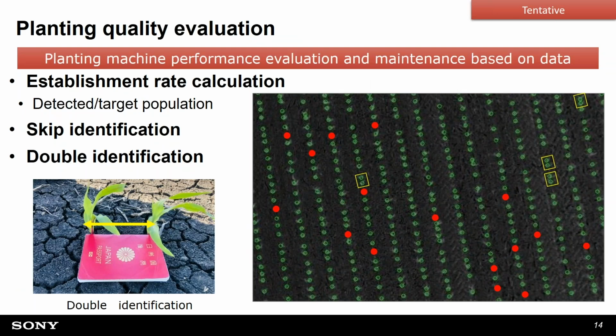This solution is not only about counting but also evaluating the quality of the planting. You can detect skips and doubles in the planting, and based on the skip and double rates, you can evaluate the planting performance. And then you can utilize this information to improve planting methods or maintenance based on the data.